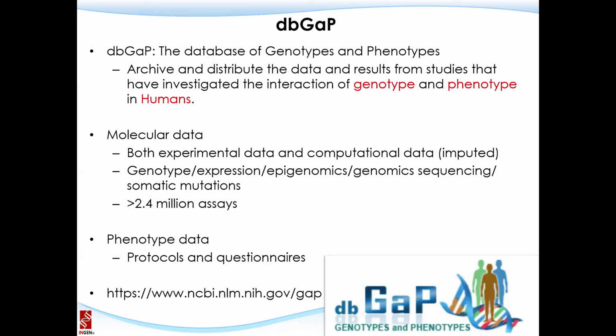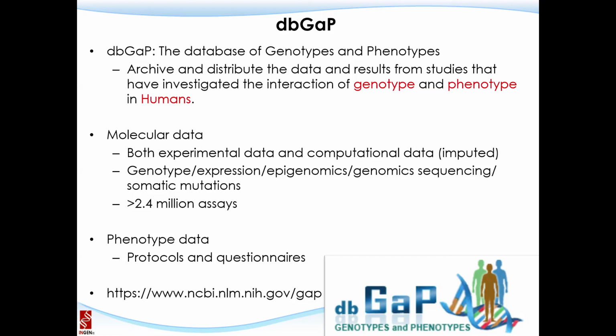Okay, and dbGaP is one of those that has all the DNA-level and RNA-level original sequencing data. For example, the GTEx project is in dbGaP. So they have a lot of molecular data and phenotypic data as well.